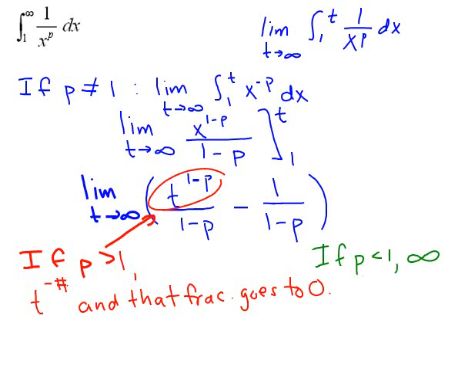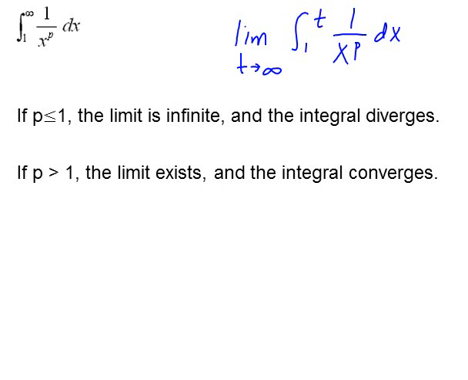If p is less than 1, the exponent 1 minus p would be positive, and then as t goes to infinity, the expression inside the limit would also go to infinity, and that would cause the improper integral to diverge. So to summarize our findings, the integral from 1 to infinity of 1 over x to the p has different values. If p is less than or equal to 1, the limit is infinite, and the integral diverges. If p is a number greater than 1, the limit exists, and the integral converges.